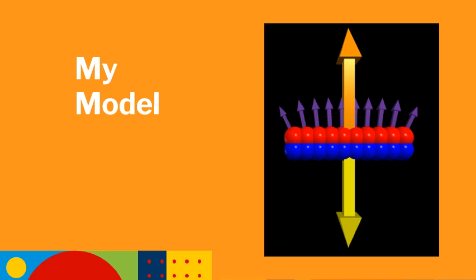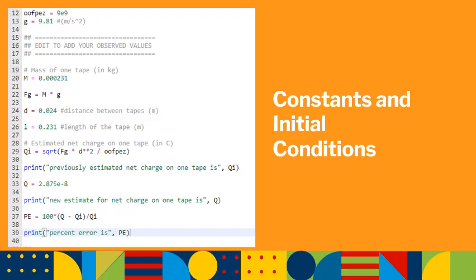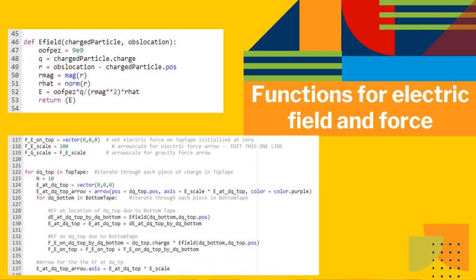And here you can see my GlowScript model. Each strip of tape is simulated with 10 point charges. And here are all my constants and initial conditions. You can see I have the K constant and the acceleration due to gravity, and then all of the experimental data, including the distance and the length of the tape, and how I found my initial value of Q, along with my final value of Q, and then how I calculated my percent error.